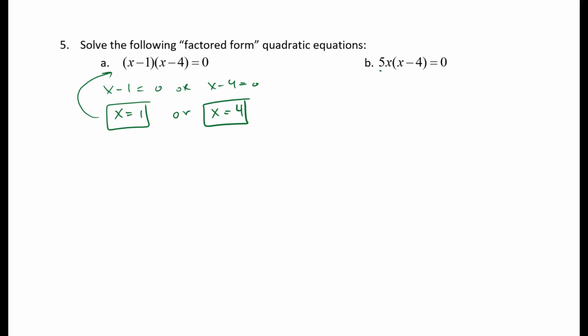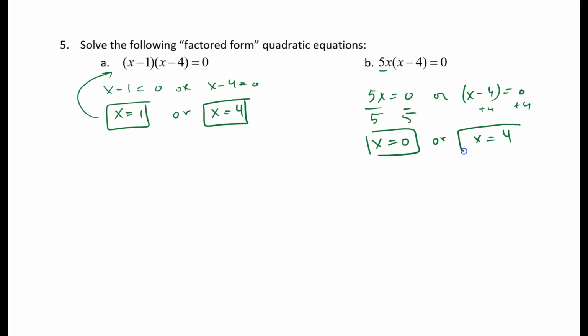On B, same thing here. We can set 5x equal to 0, or x minus 4 equal to 0. Divide both sides by 5 here, we get x equals 0, or we add 4 to both sides here, we get x equals 4. So those are the two solutions to B.